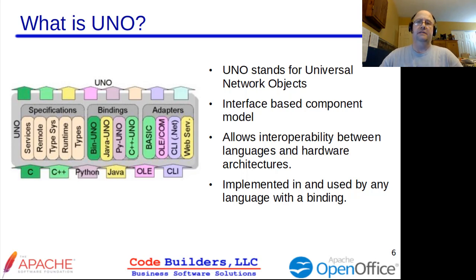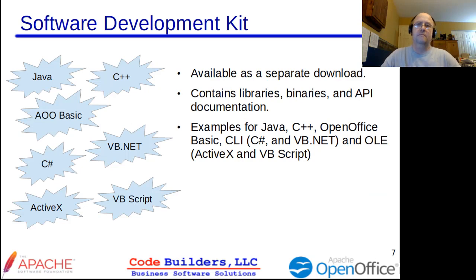So what is UNO? UNO stands for Universal Network Objects. It's the core technology within OpenOffice. It provides client-server connections between different computer architectures and software languages. I look at it as the specifications and API for automating OpenOffice. There's a software development kit available as a separate download. It contains documentation and examples of applications and extensions in Java, C++, OpenOffice Basic, .NET languages like C# and VB.NET, and a few examples in ActiveX and VBScript.